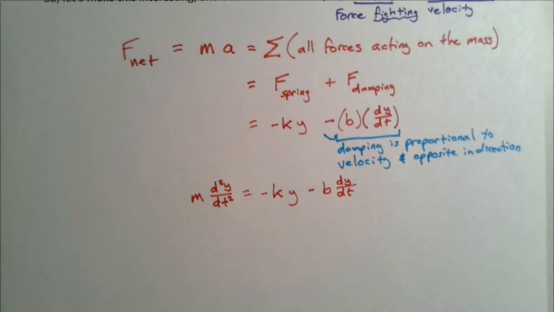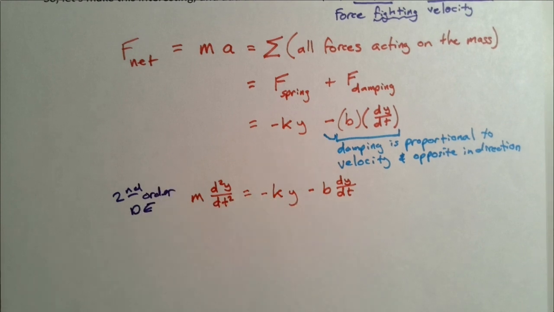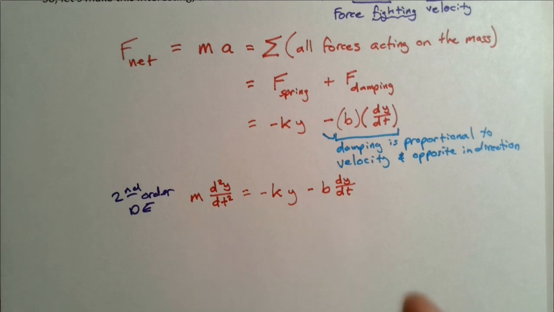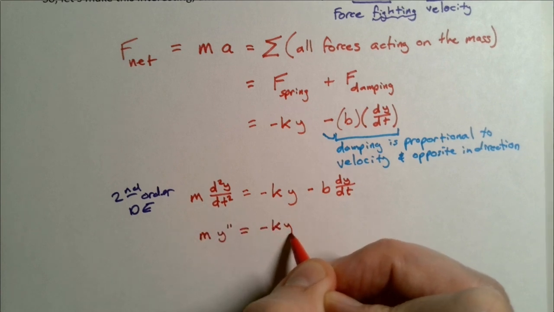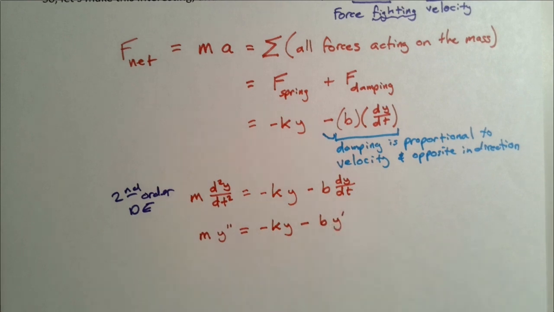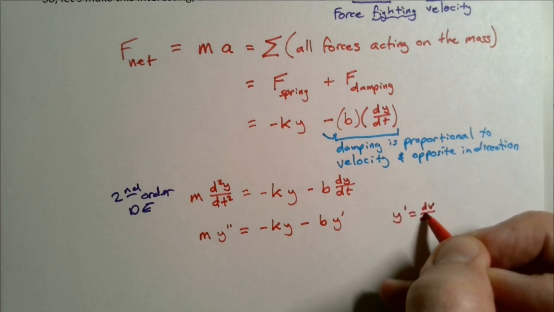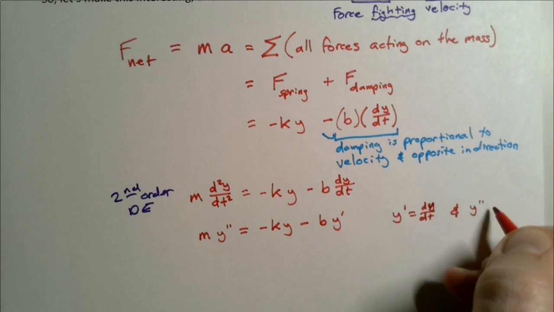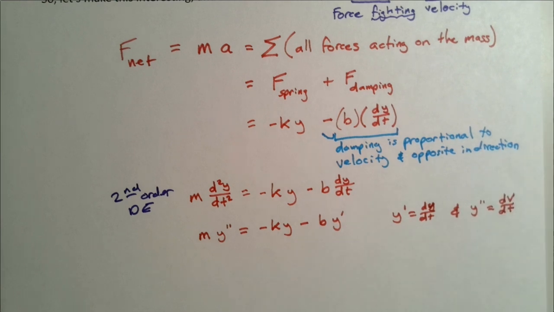And so what we have here is a second order differential equation. I'm going to clean this up in a second, but I want you to see that there are two derivatives. One of them is a second derivative and one of them is a first derivative. If you write it this way, you can say mass times y double prime equals minus k times y minus b times y prime. That might be a little bit easier, more familiar. Just remember that y prime is equal to dy dt, and y double prime is the same thing as dv dt. That's the derivative of velocity with respect to time, or the second derivative of position.